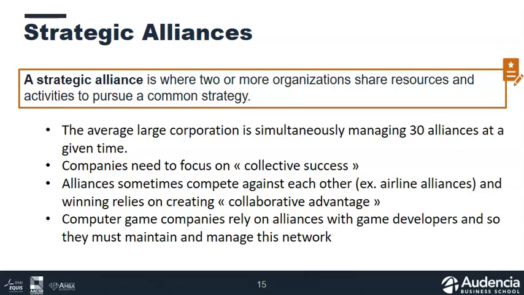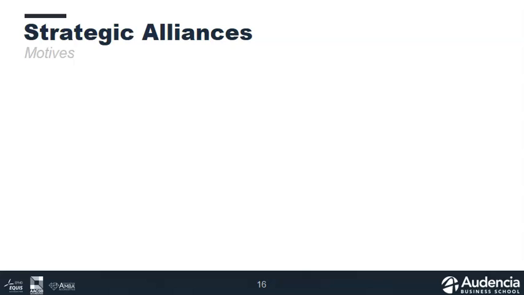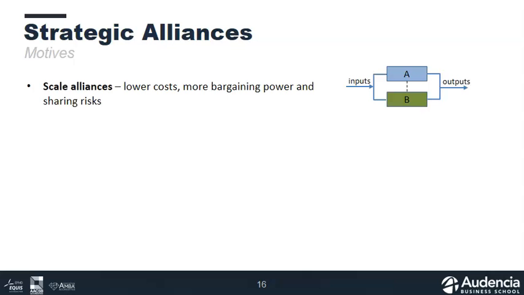So effective alliances require that we're able to manage a network of people and build that network and develop tight links with network members. And that's the hallmark of a very good alliance. Now, there's various motives for building an alliance, and we can quickly run through some of these.